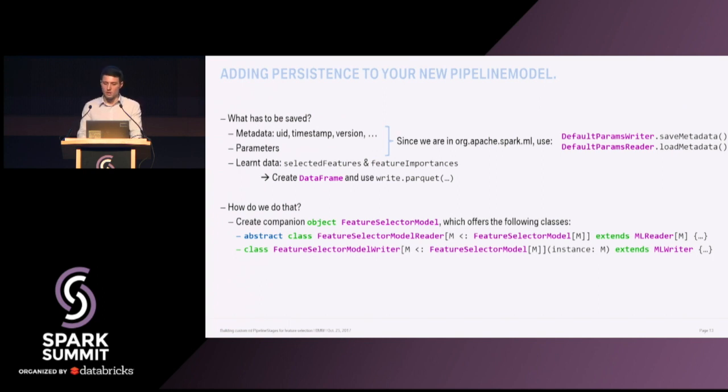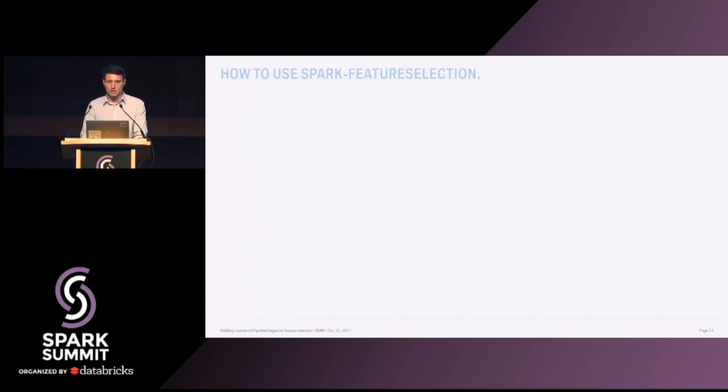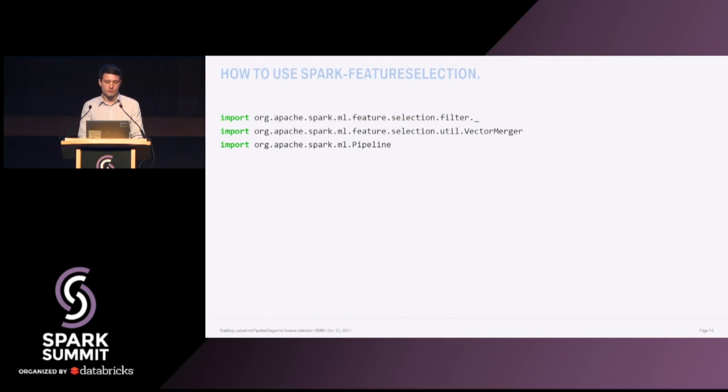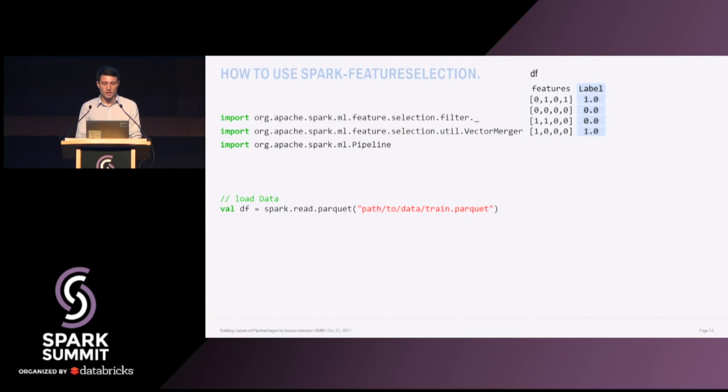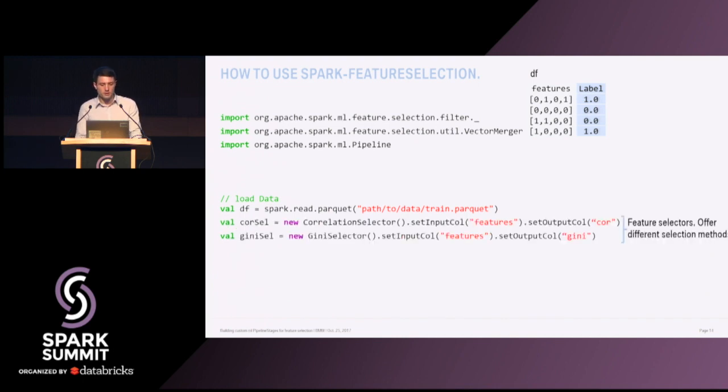So how can you use that in your own pipeline? So the package is called Spark Feature Selection, and first of all, you import all the things you want to use in your pipeline. Then you load some data. So here the data is already in a feature label format where all the features are in one vector column. Then you define all those feature selection methods that you want to use. So let's use, for example, a feature selection method based on the correlation between the features and the label, and one which uses the Gini coefficient between the features and the label. And then we can already see that we concatenate the setters. So this is just the common API to create new pipeline stages in your code.